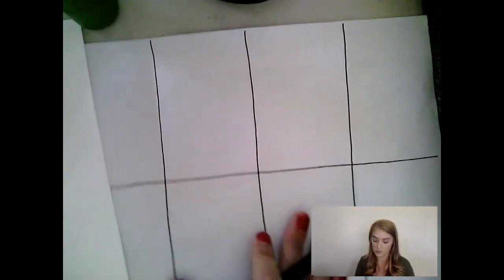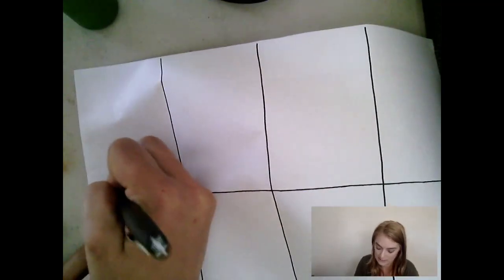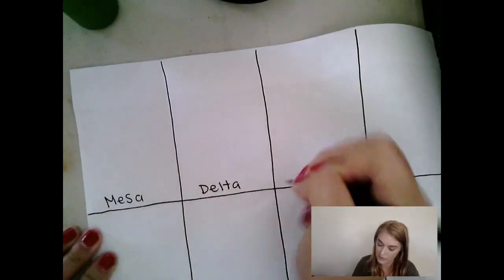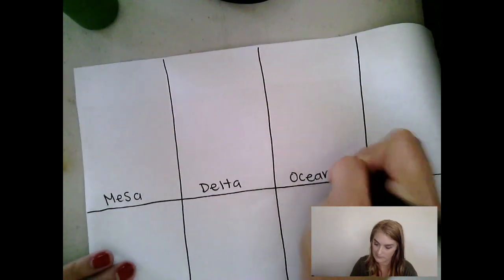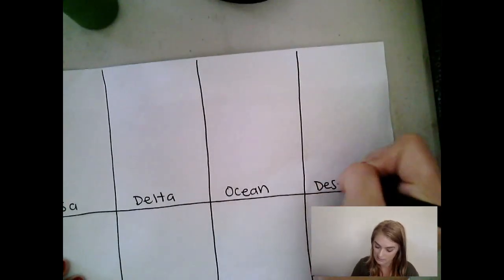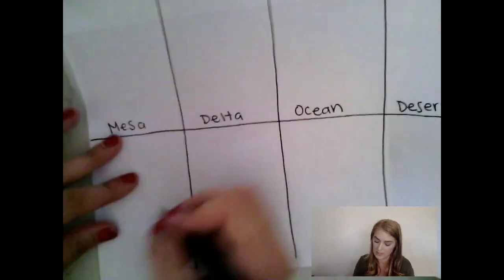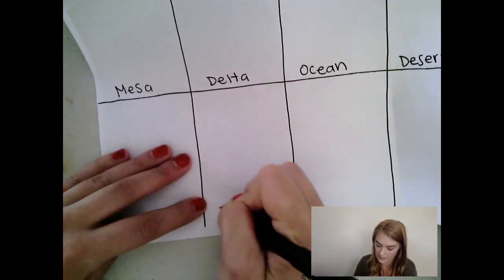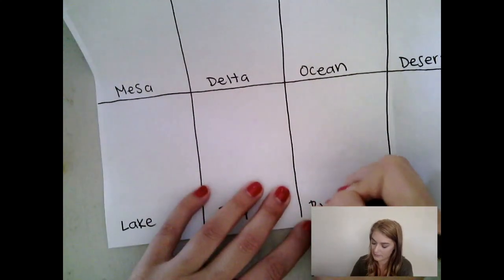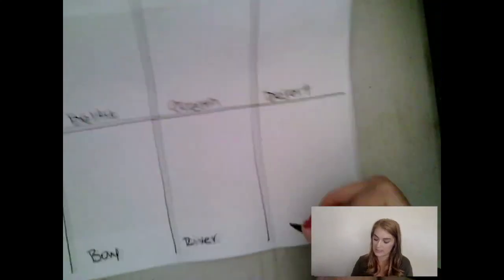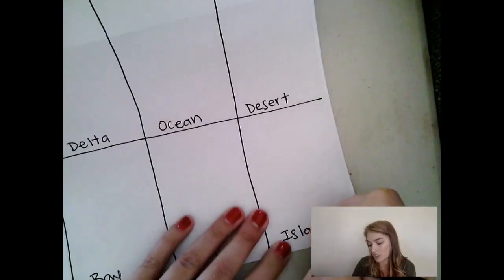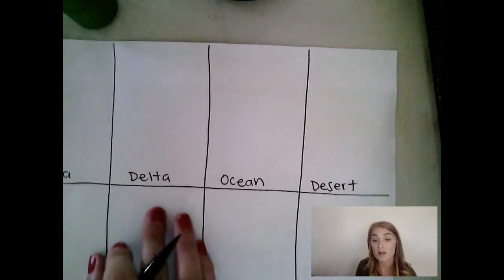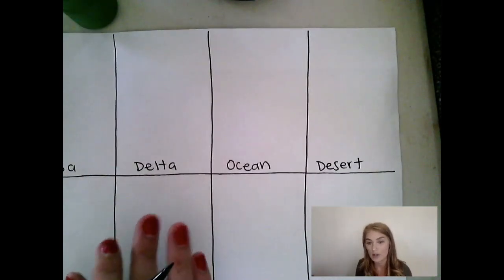If you want to put mesa, draw that, and a delta, the ocean, maybe a desert, a lake, a bay, a river, and an island, you can. Or another mixture of landforms, or maybe you want to do a landform that I haven't talked about, like a marsh or something along those lines.